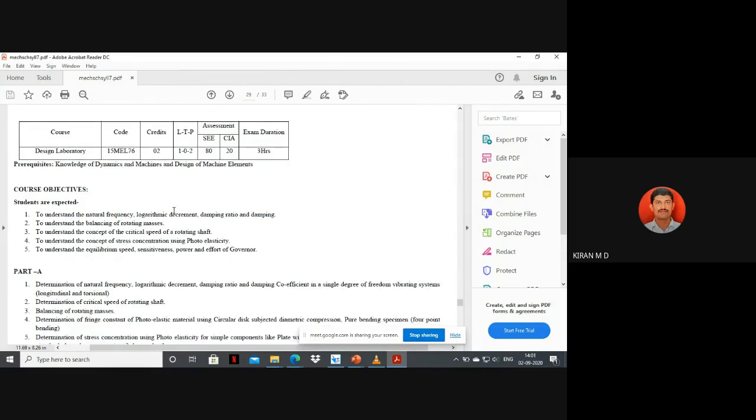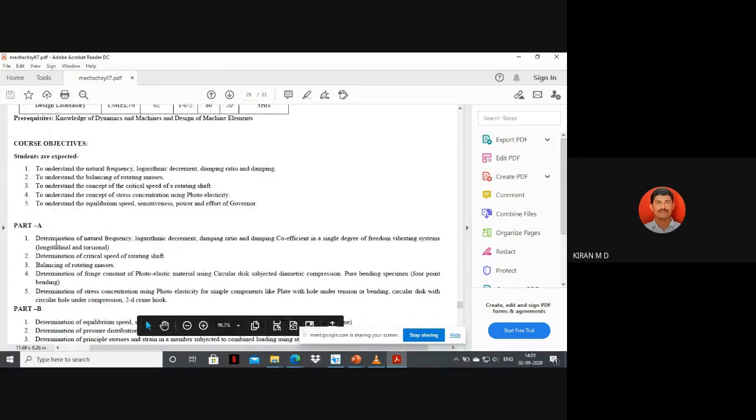So here we have two parts of experiments. In part A, you have a vibration experiment, that is, determination of natural frequency, logarithmic decrement, damping ratio, and damping coefficient of a single degree of freedom vibrating system, both torsional and longitudinal. I hope you have an idea about vibration, right?